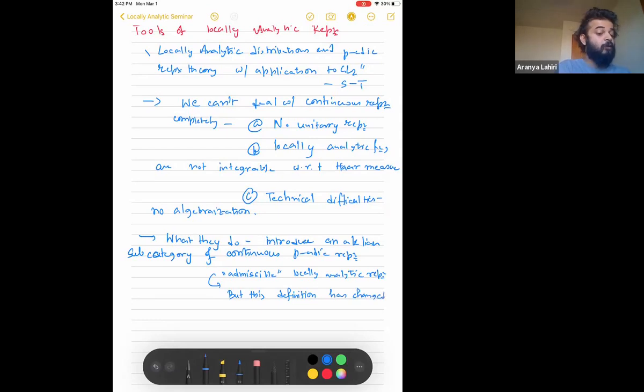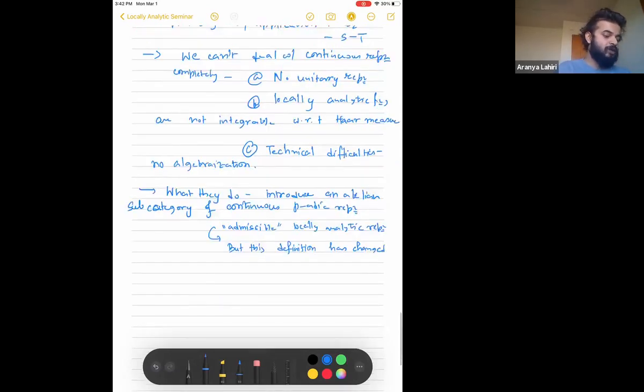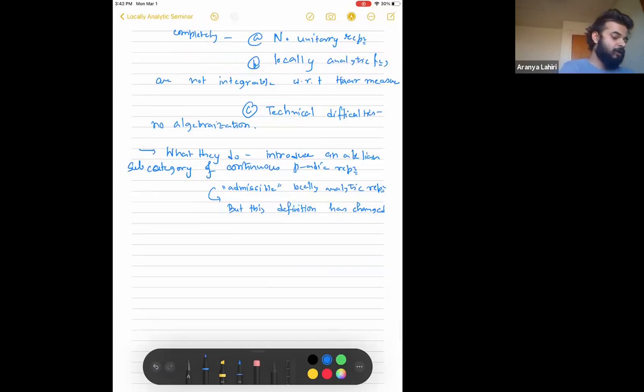What they managed to do, so what's the thrust of this paper? Questions, topological questions turned into algebraic questions. Let me give a concrete example because this is too vague.